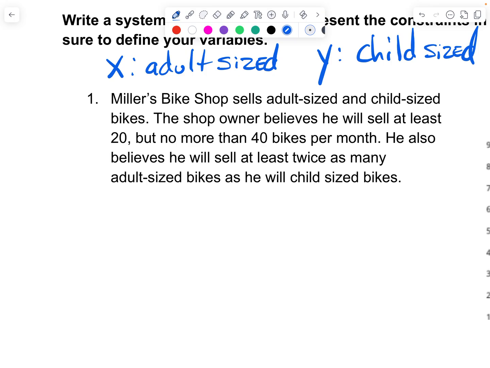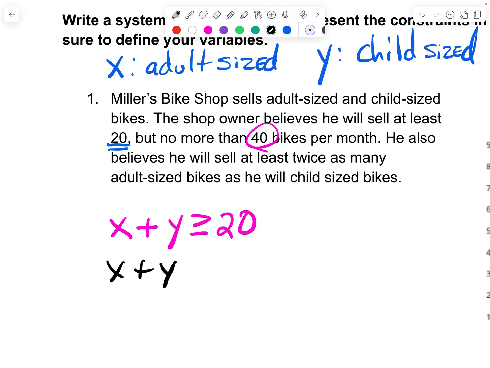The shop owner believes he will sell at least 20 bikes, but no more than 40. So he's talking about total. If he's going to sell at least 20, that means 20 or more, so one equation you could do is x plus y is greater than or equal to 20. But he doesn't want to sell more than 40, which means 40 or less. So then that would be x plus y is less than or equal to 40.